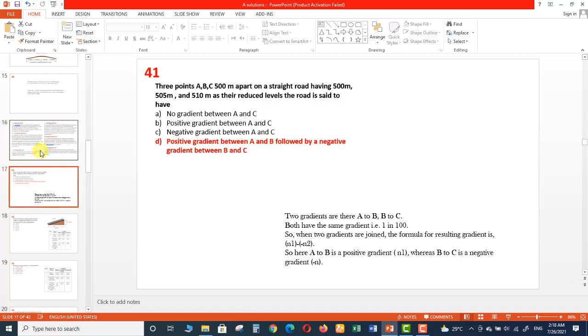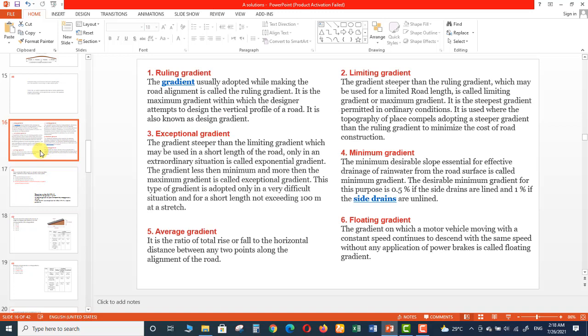But before starting question number 41, I think we should go through some important definitions. Most of the questions from question number 41 to question number 50 are related to gradients of roads. So first we need to look into the different types of gradients. There are actually 6 different types: ruling gradient, limiting gradient, exceptional gradient, minimum gradient, average gradient, and floating gradient. The limiting gradient is also called the maximum gradient.